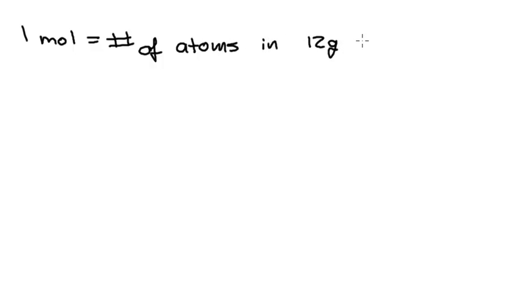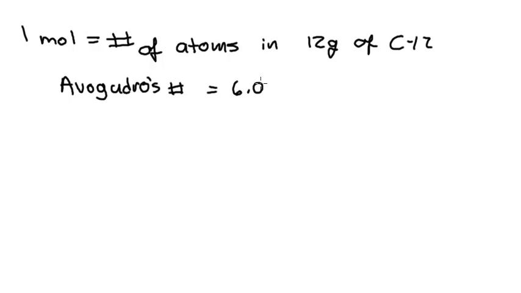So 1 mole equals, it's a number. A mole is a number. The number of atoms in 12 grams of carbon-12. That's what a mole is defined to be. Now, it turns out that that number is Avogadro's number. So Avogadro's number is 6.02 times 10 to the 23rd. So in 12 grams of carbon-12, there are 6.02 times 10 to the 23rd atoms.